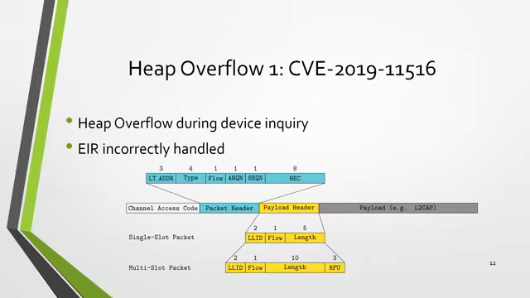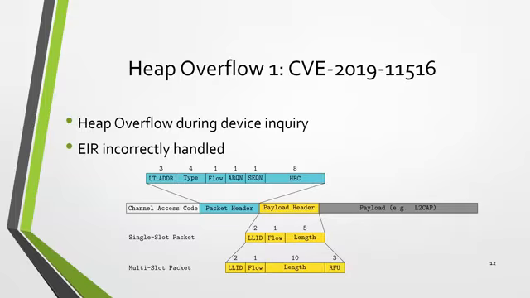The first heap overflow vulnerability found in the Broadcom firmware was CVE-2019-11516, and this vulnerability occurs when a device scans for nearby Bluetooth devices. Normally, these devices respond with an extended inquiry response, or EIR, packet containing additional information. However, Frankenstein discovered that the firmware improperly handles EIR packets, leading to a heap overflow.